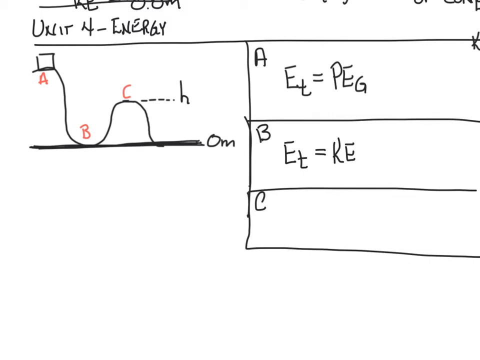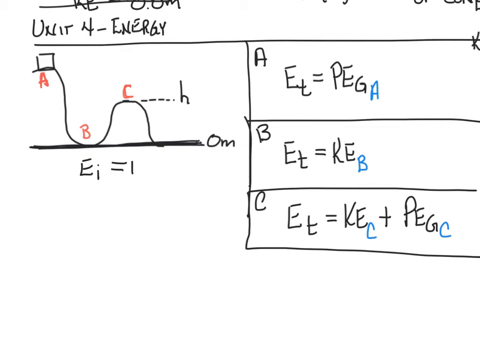At position C, your total energy is equal to a combination of kinetic and gravitational, keeping in mind that all of these values are specific for their locations. The kinetic energy at position B, the gravitational potential energy at position A. The way a lot of these questions work is knowing what we know about the object at position A, how fast are you moving at position C? Diagramming that, we would use the law of conservation of energy. Energy initial is equal to energy final.